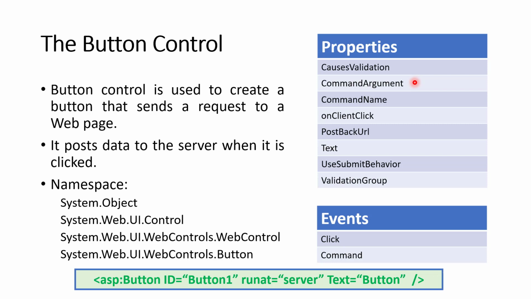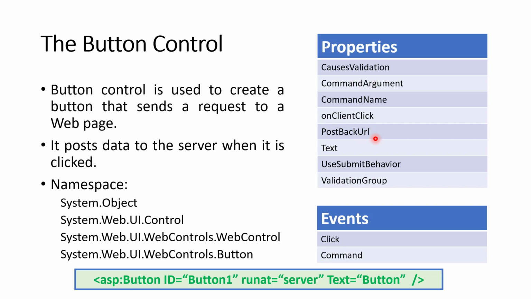It is used to obtain or set an optional parameter passed to the command event along with the associated CommandName property. Next is CommandName. It is used to obtain or set the command name associated with the button control that is passed to the command event. Next is OnClientClick. It is used to obtain or set the client side script that executes when a button control's click event is raised. Next is PostBackUrl.